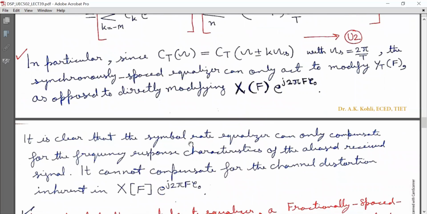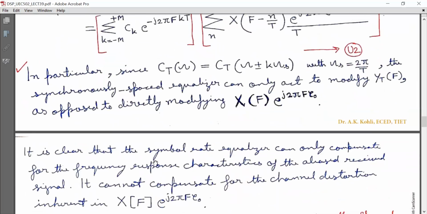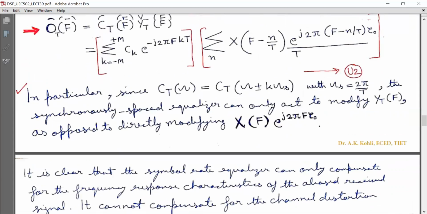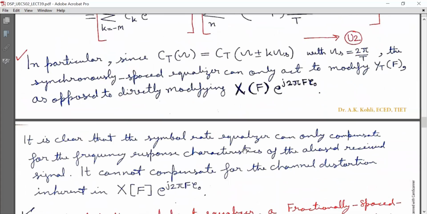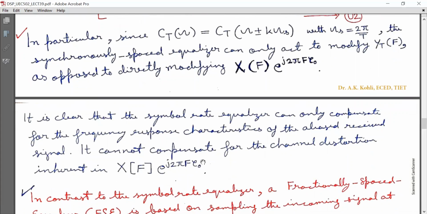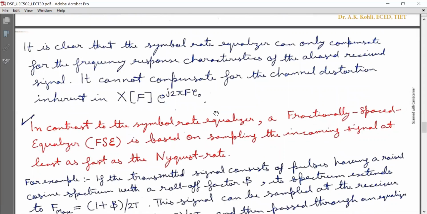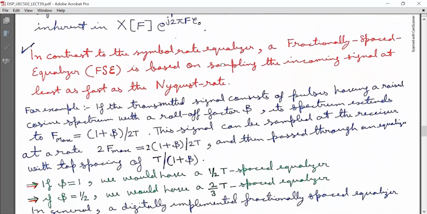It is clear that the symbol rate equalizer can only compensate for the frequency response characteristics of the aliased received signal. So this is the aliased received signal, and this C(f) is going to act on this Y(f). It cannot compensate for the channel distortion inherent in X(f) e raised to j 2 pi f tau naught. So this is very, very important. This is going to form the base of the fractionally spaced equalizer.